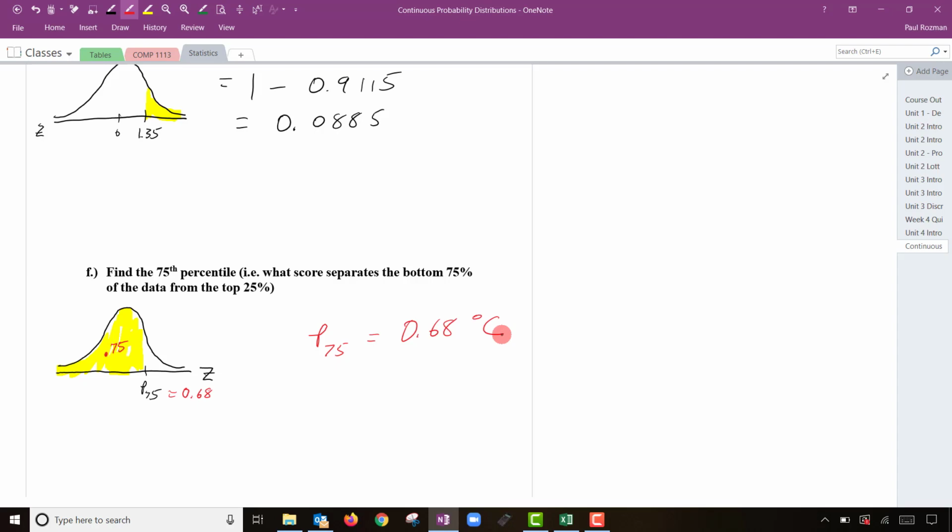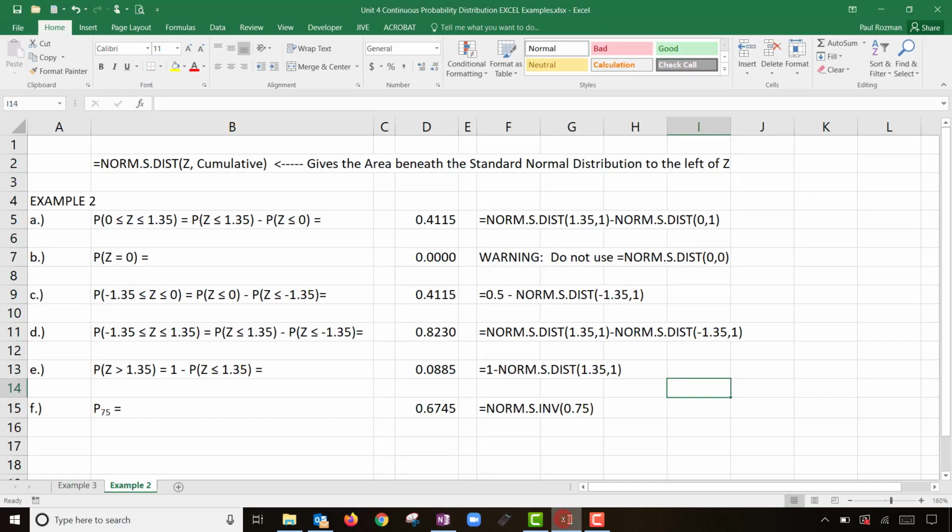If you're more of an Excel type person, I did this example with Excel. The formula that we use is called norm.s.dist. The S is for standard normal. The parameters that you input are the z-score and whether or not you want it to be cumulative. So it's similar to when we did the binomial and Poisson.